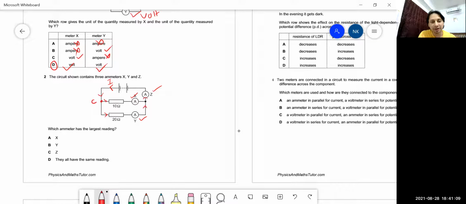Now in this situation, if I1 is going to this side and I2 is going to the 20 ohm resistor, then the current I will be equal to I1 plus I2. We already discussed this point in class: in a parallel combination the current divides, and the total current produced by the battery is always equal to the sum of the currents passing through the different resistors. So which ammeter has the largest reading? Definitely I will be greater than I1 and greater than I2, because it is the sum of I1 and I2. So I will go with option C. Next question.